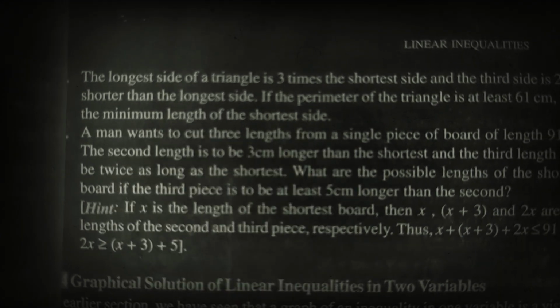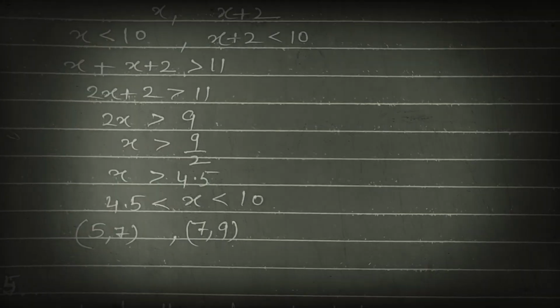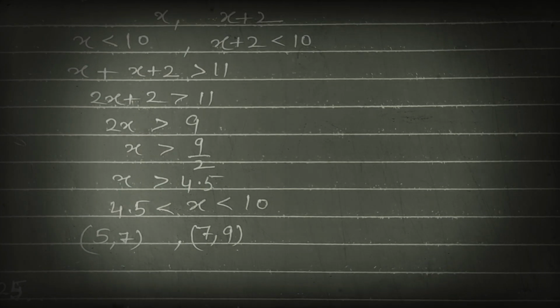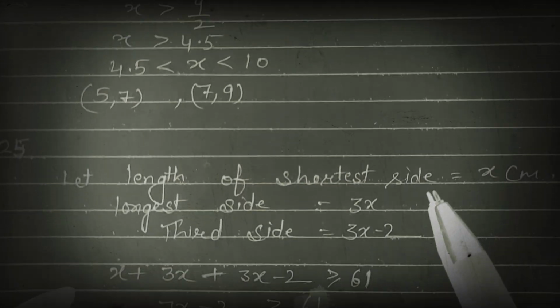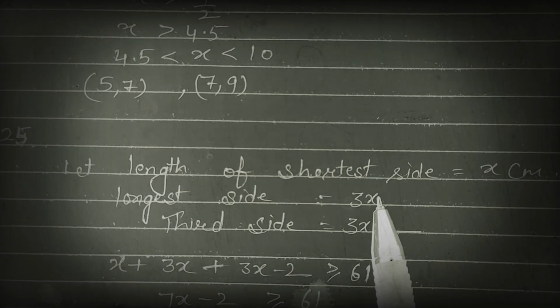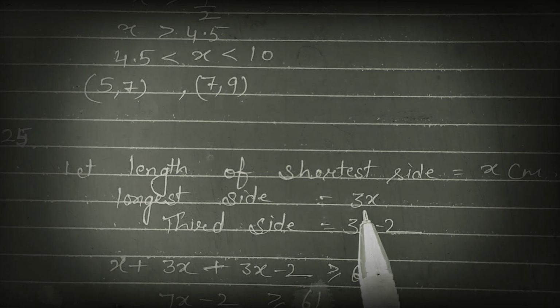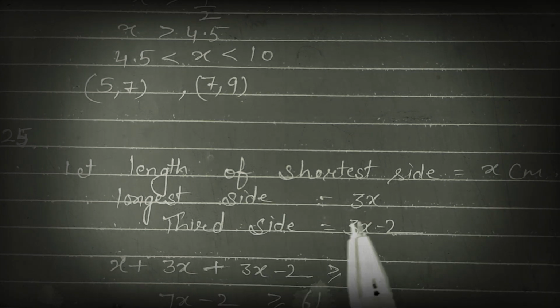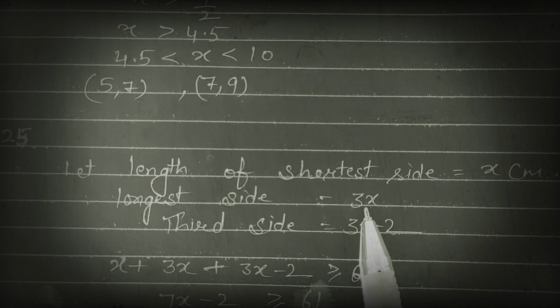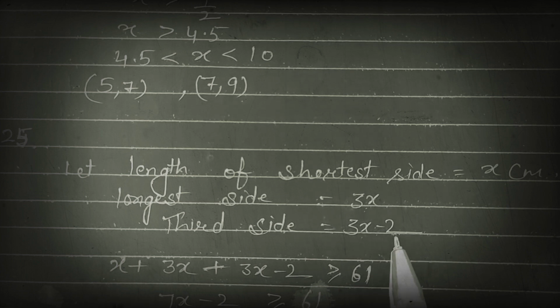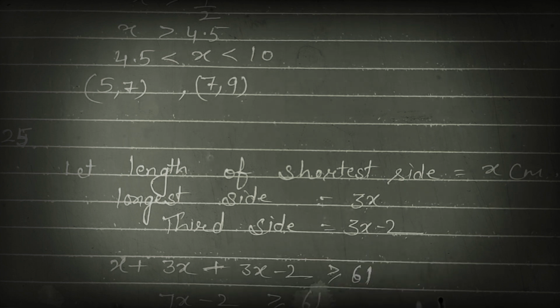So we have to find the minimum value of x. Suppose the length of the shortest side is x centimeters. The longest side will be 3x, according to the question, since it is 3 times the shortest side. And the third side is 2 centimeters less than the longest side, so it will be 3x minus 2. And its perimeter is at least 61 centimeters.